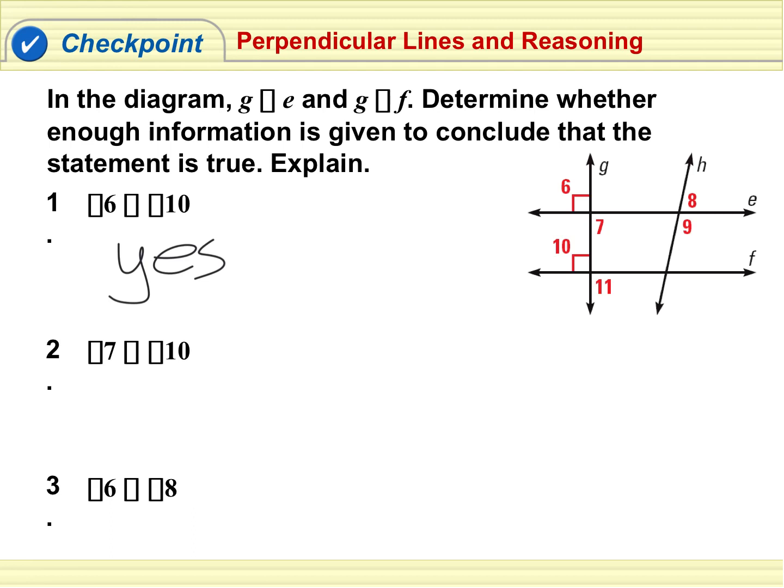What about 7 and 10? Yes. Why, Blaze? 7 is a vertical angle of 6, and 6 and 10 are 90. Good. Yep. So this one would also be yes.